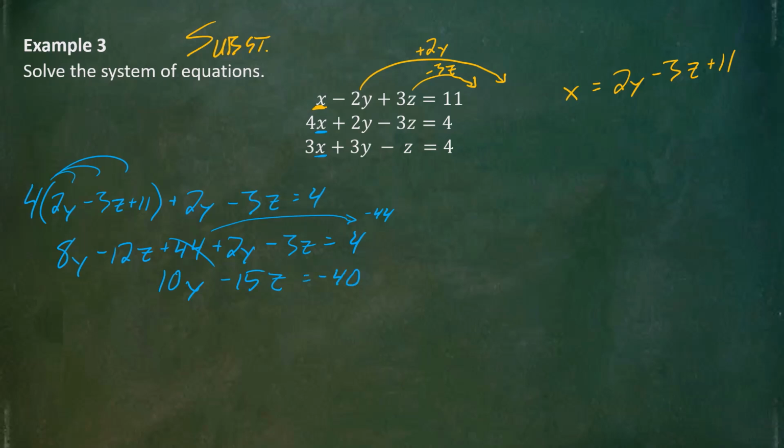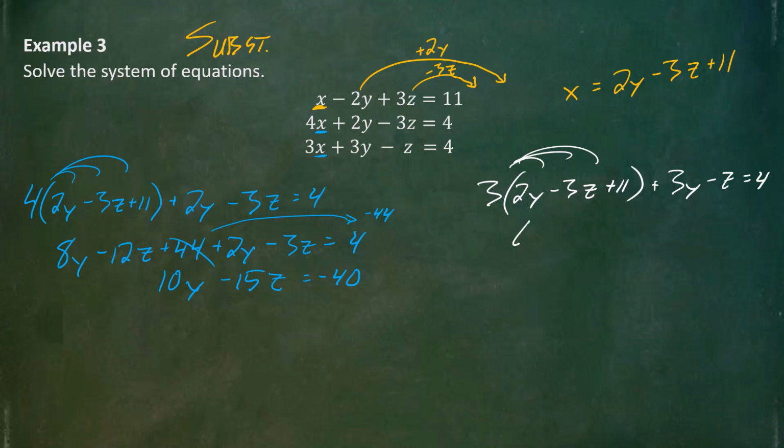Go ahead and change color just to differentiate. I'm going to do the same thing with the next equation, the bottom equation. Let's plug in the same thing, 2y take away 3z plus 11 in place of the x. Then I've got plus the 3y minus the z equaling still the 4. Just like before, I can distribute that 3 through. I'd end up with 6y take away 9z plus 33 plus 3y minus z equaling 4.